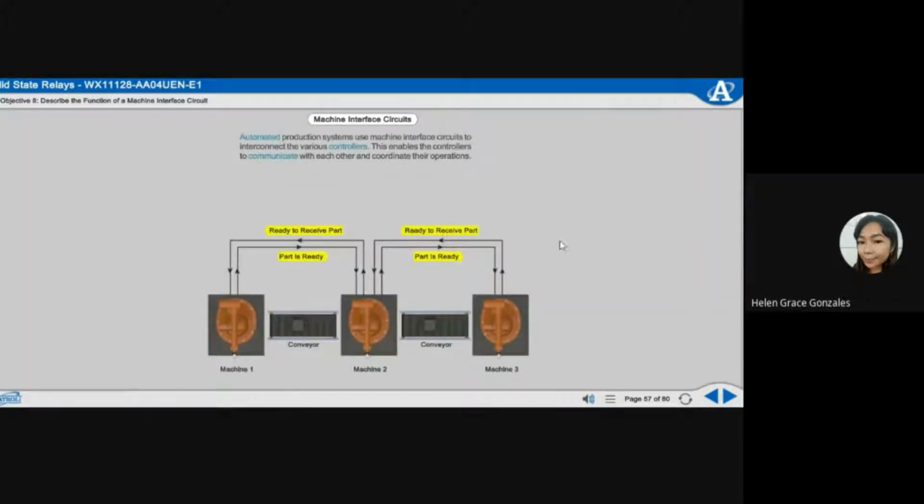Automated production systems use machine interface circuits to interconnect the various controllers. This enables the controllers to communicate with each other and coordinate their operations. Robots, computer numerically controlled machines, and machines using programmable logic controllers are commonly linked together using machine interface circuits, which may include SSRs.